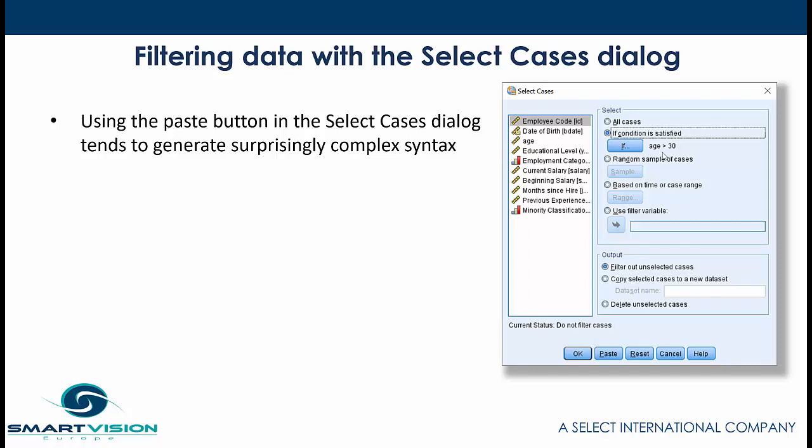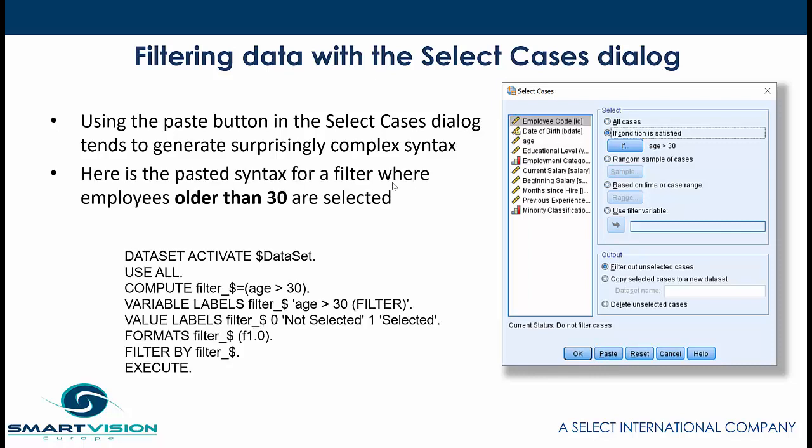So people are often surprised and somewhat confused when they hit the paste button in this dialog, because it tends to generate surprisingly complex syntax. This is the pasted syntax for this particular statement. It's actually comprised of 8 different procedures: dataset activate, use all, compute, variable labels, value labels, formats, filter, and execute. So let's try to unpick it and see the logic of what's happening, and see if there are other ways to achieve the same results using our own typed syntax.